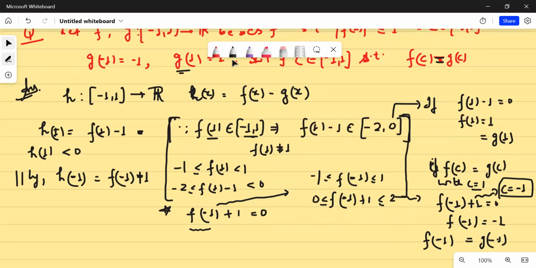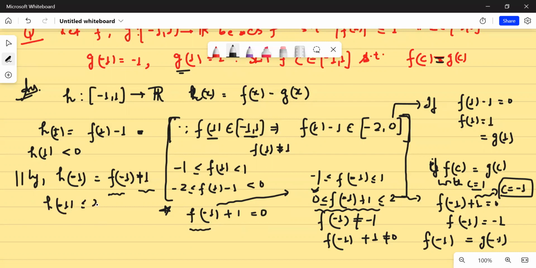But if f(-1) is not equal to -1, or in other words, if f(-1) + 1 is not equal to 0, then what does it imply? It implies that h(-1), which is equal to f(-1) + 1, would be lying between 0 and 2, greater than 0, or in other words, I can say that your h(-1) would be greater than 0. Is that clear, Harshit, यहाँ तक?